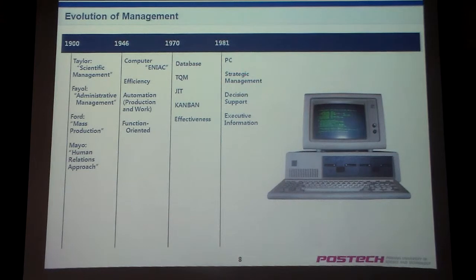And so strategic management is more possible because you use the computer to manage your system strategically, and then for decision support. The computer can be used for decision support and executive information. So obviously with the PC, because the executive can have a PC, they can access information.